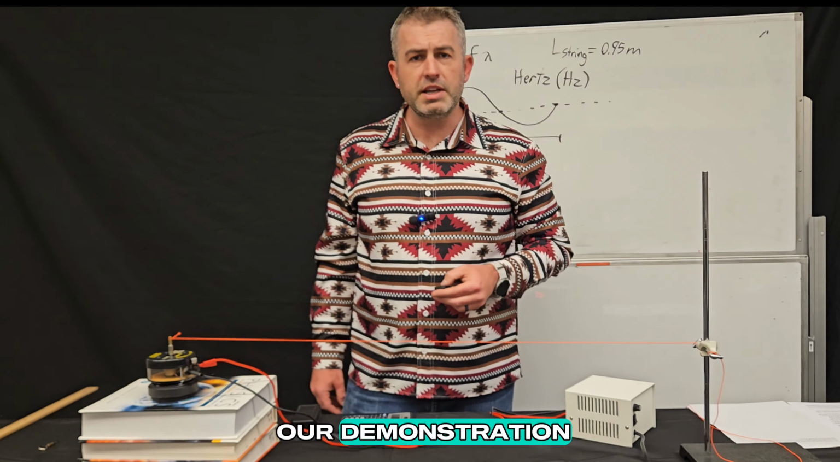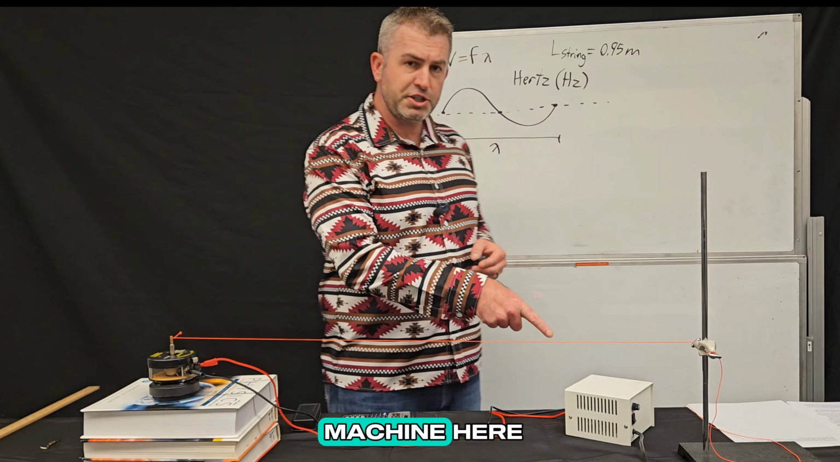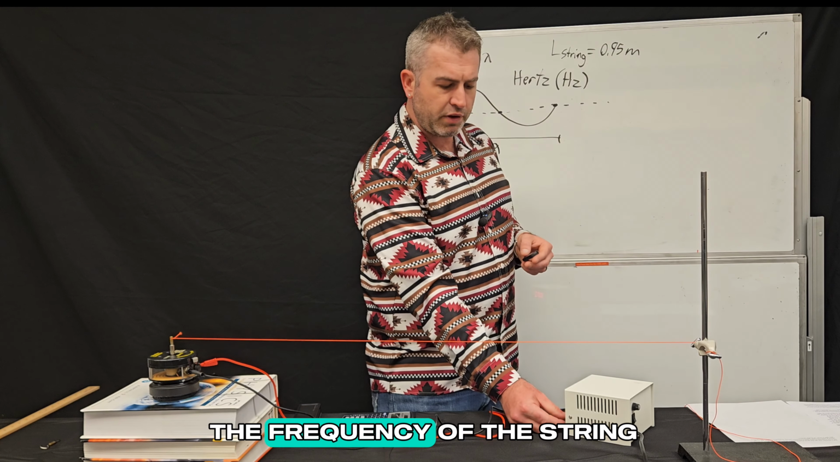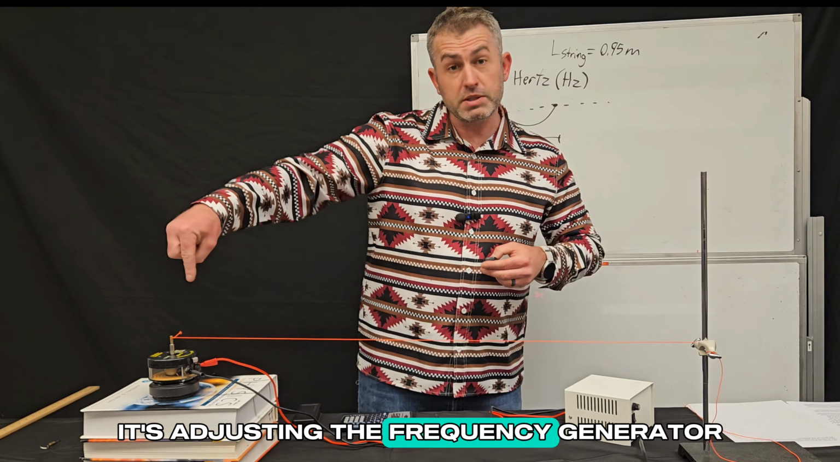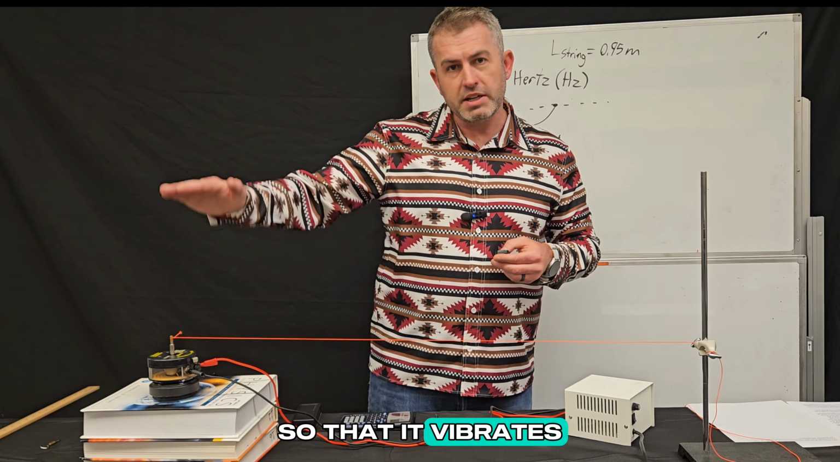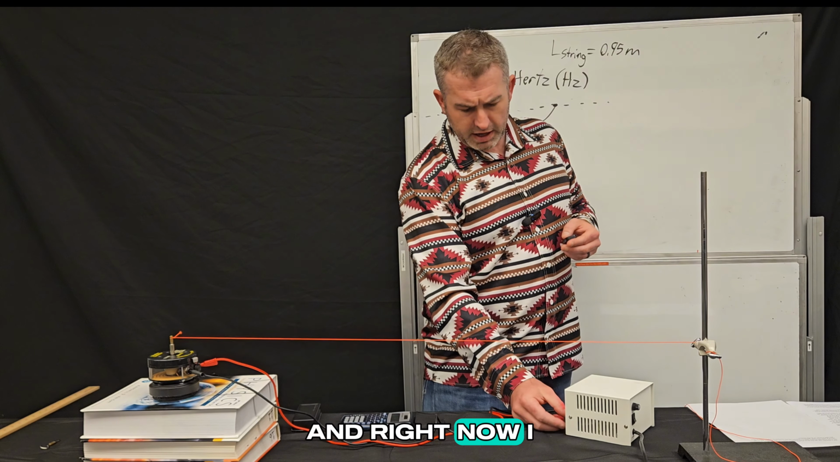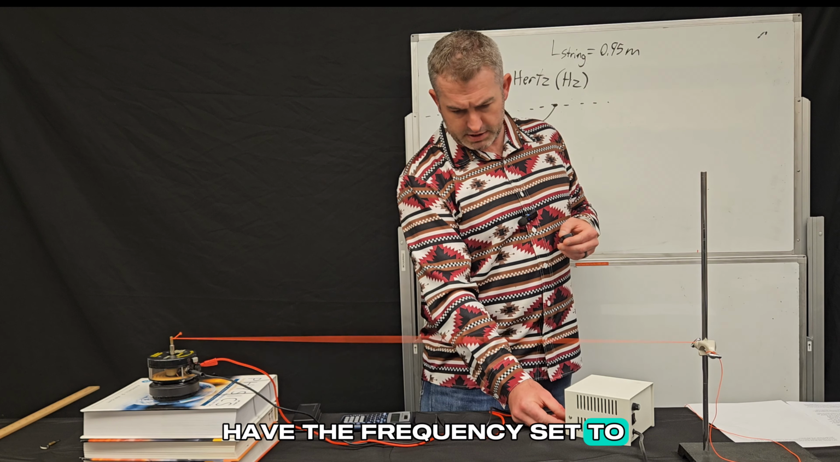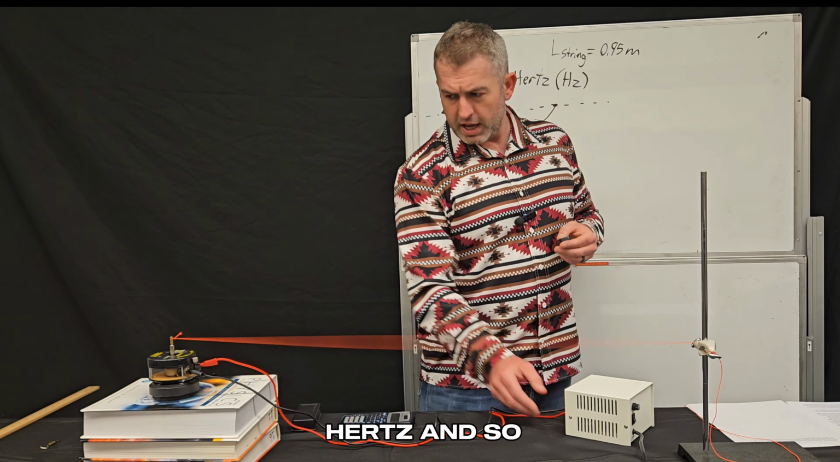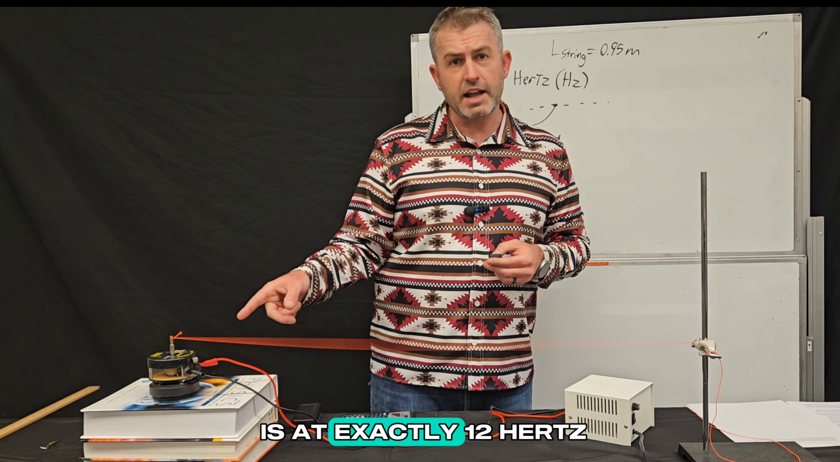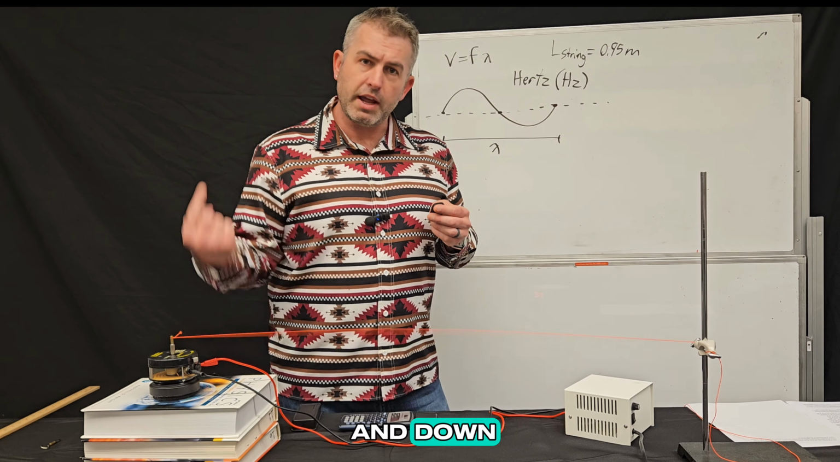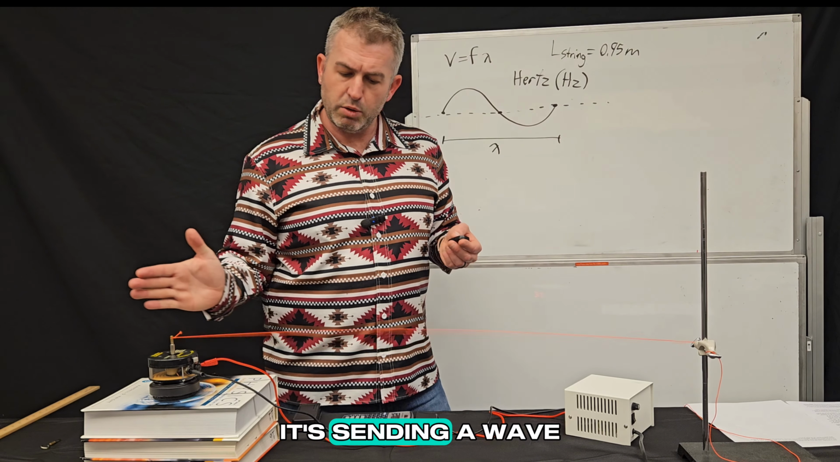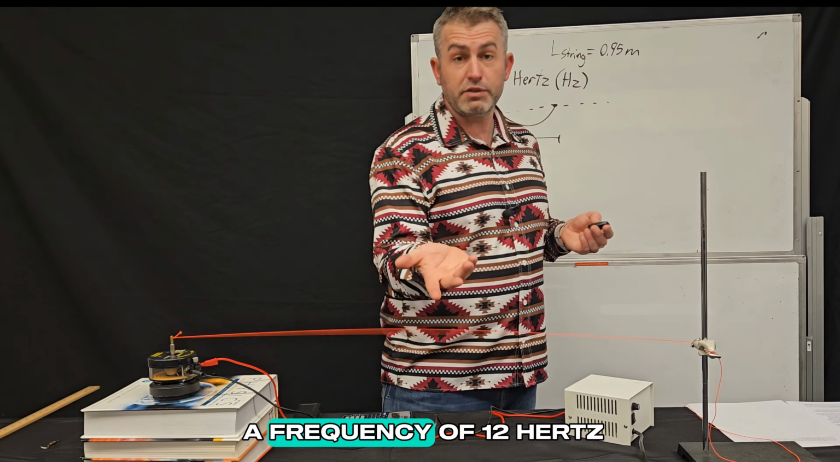Okay, let's jump into our demonstration. So I have this machine here that lets me adjust the frequency of the string. And really what it's doing is adjusting the frequency generator so that it vibrates at different frequencies. Right now I have the frequency set to, let's go with 12 Hertz. So when the frequency is at exactly 12 Hertz, this thing's moving up and down 12 times per second. It's sending a wave through the string with a frequency of 12 Hertz.